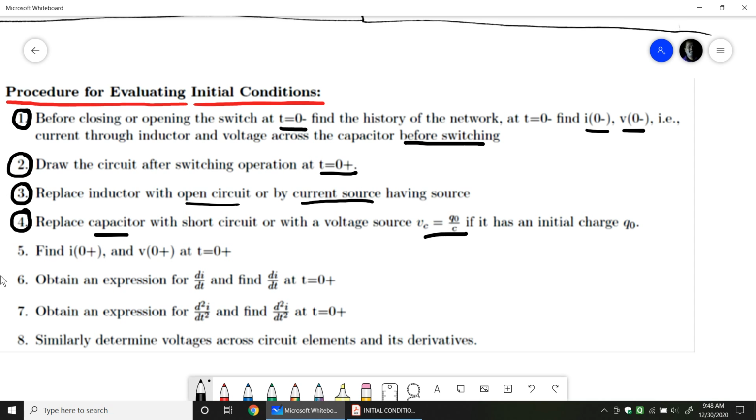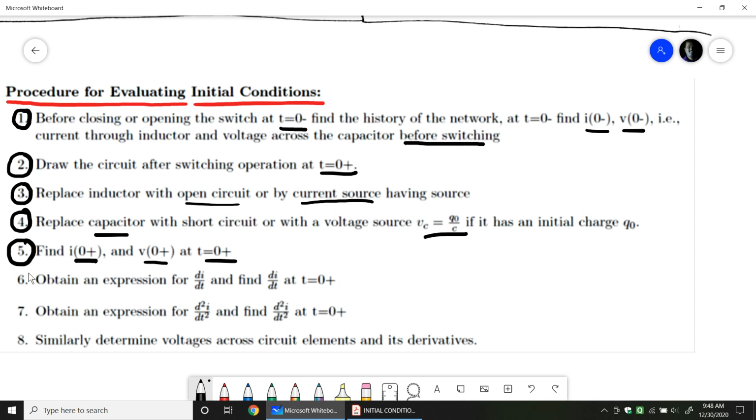Okay, then the fifth point is you find out what is I of 0 plus and V of 0 plus at t equals 0 plus. So you find out the current at 0 plus and you find out the voltage at t equals 0 plus after doing all these 4 steps.